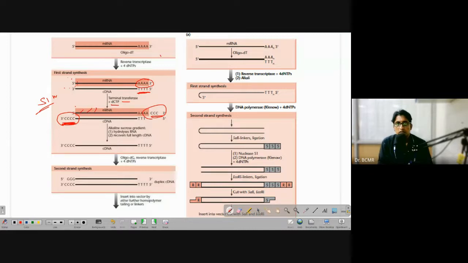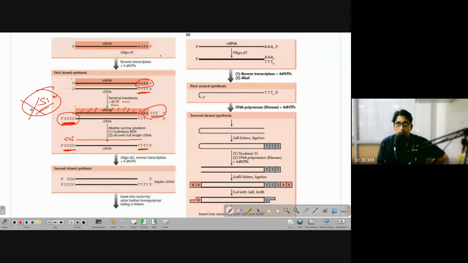But when we use alkaline conditions, the mRNA is broken down. And now we have the first cDNA strand synthesized. We know what is on the 5' side because it's the complementary one, and we know the 3' side of the cDNA as well. Therefore we can use oligo-dG as a primer to synthesize the second cDNA strand.